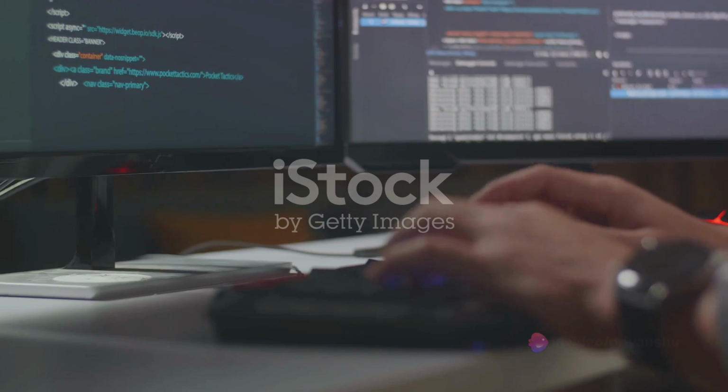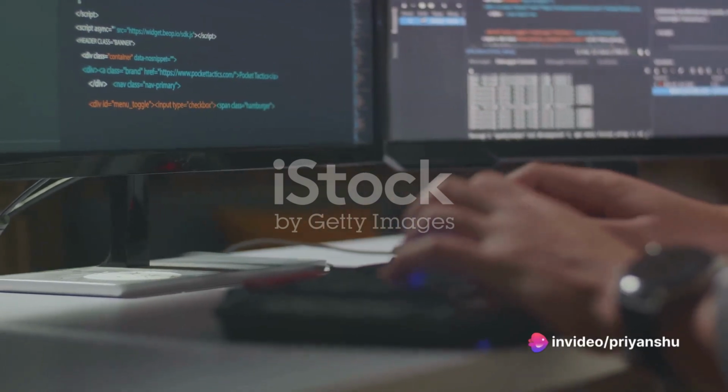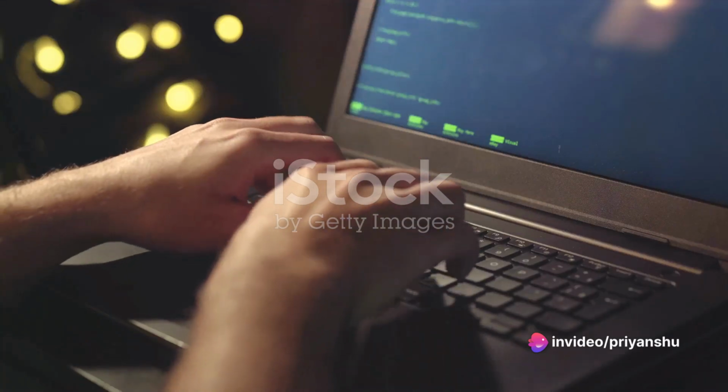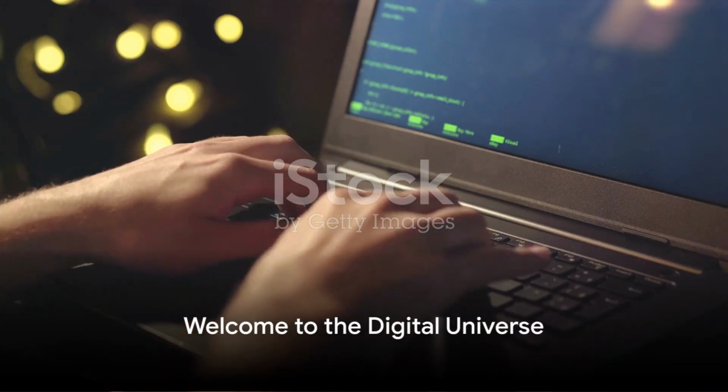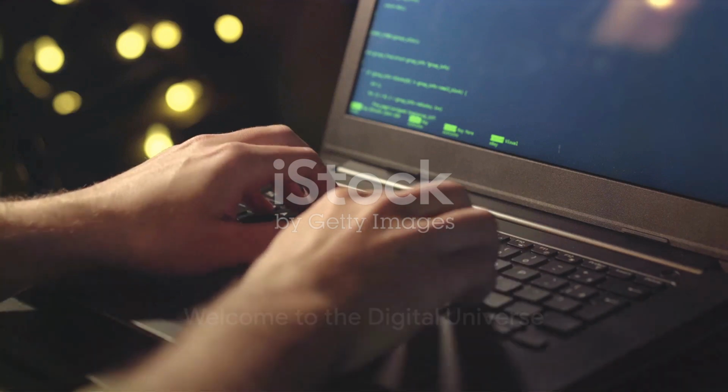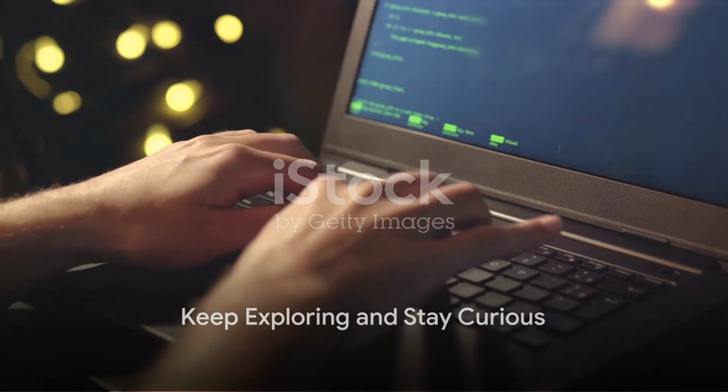So, the next time you use your smartphone or log onto your computer, remember the complex world of IT and programming that makes it all possible. This is just the beginning of understanding this fascinating digital universe. There's so much more to explore, so stay curious and keep learning.